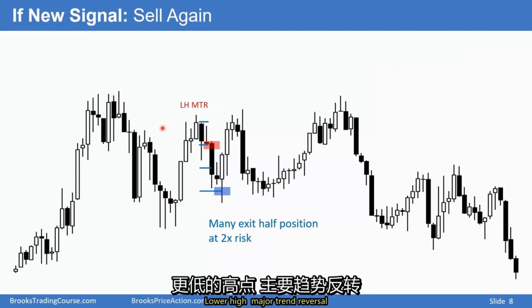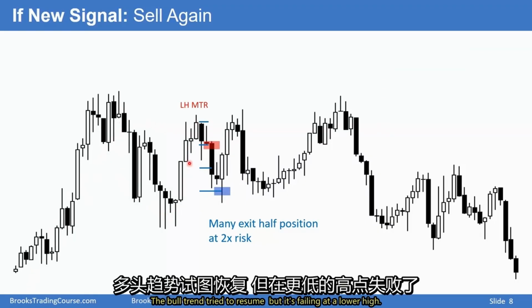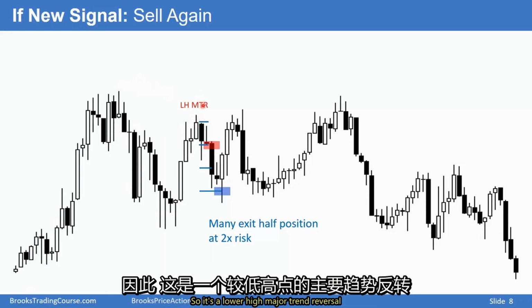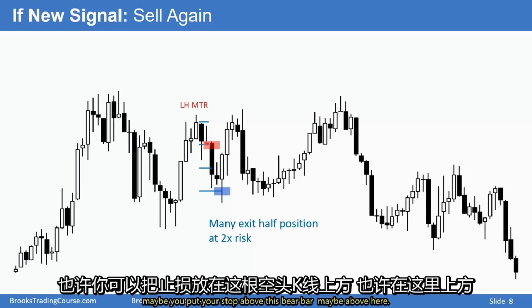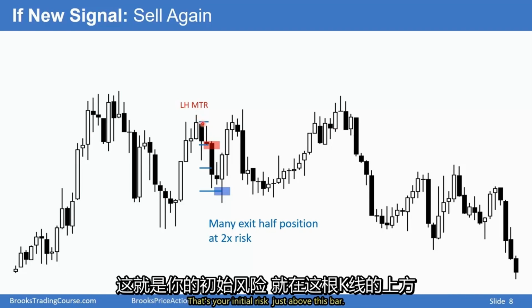Lower high, major trend reversal, bull trend, very strong breakout. The bull trend tried to resume, but it's failing at a lower high. So it's a lower high, major trend reversal, and a second entry short. First here, and then here. If you sell below this bar, maybe you put your stop above this bear bar, maybe above here. That's your initial risk, just above this bar.